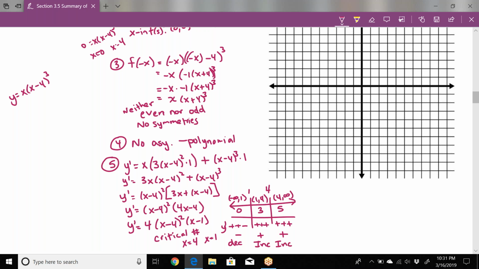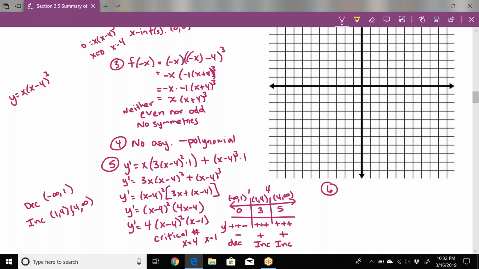So remember, to get a local max or min, you have to change from decreasing to increasing at a place that the function exists. Even though that's going to be step 6, we're going to talk about that in a second, but we want to at least describe the regions that we're decreasing and increasing on. So we're decreasing on negative infinity to 1, and we're increasing from 1 to 4 and 4 to infinity.